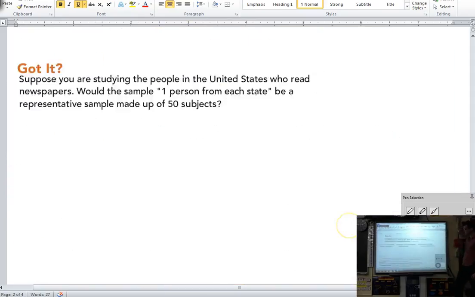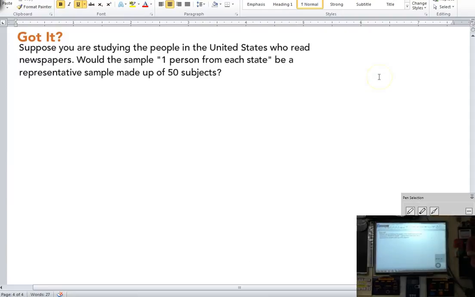Alright, so, would one person from each state be a representative sample if the study we're trying to conduct is studying people who read newspapers? Would a sample, one from each state, be representative? We'd end up with 50 subjects in our sample, because there's 50 states.